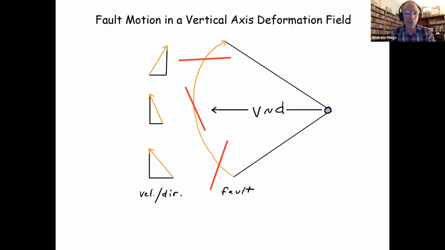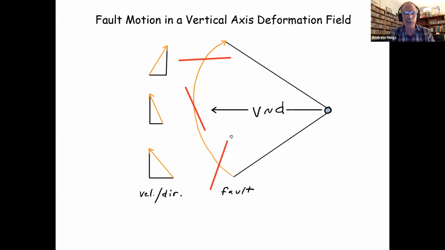So what does that mean? That means that if you're a fault within this vertical axis deformation field, you have a sense of motion and a rate of motion that depends on your distance from the pole. So your velocity depends on how far you are away and where you are within that rotating velocity field.